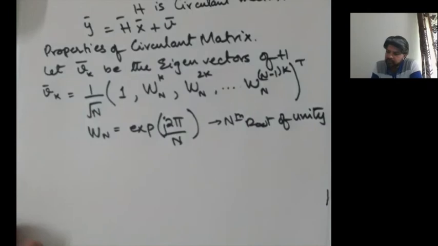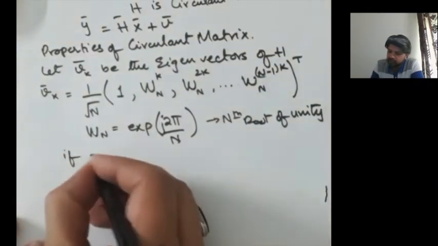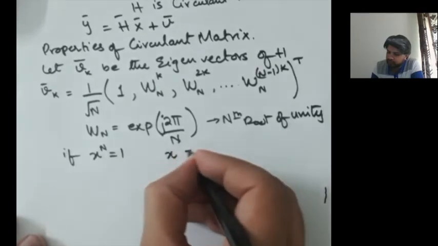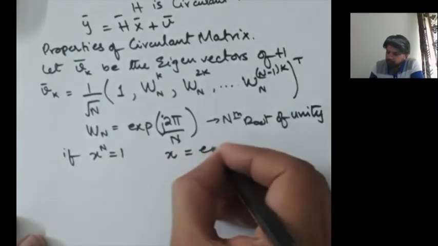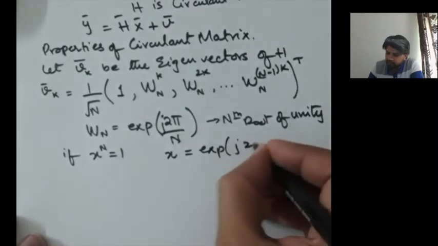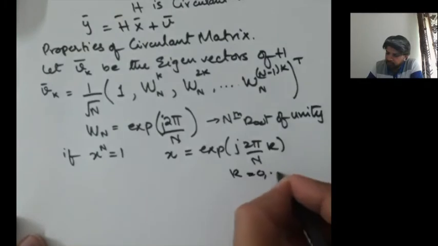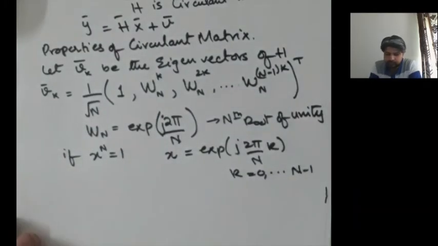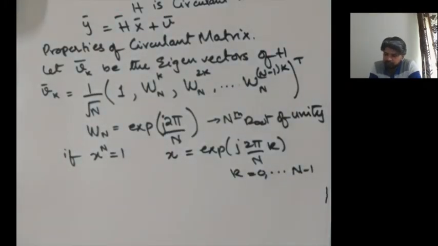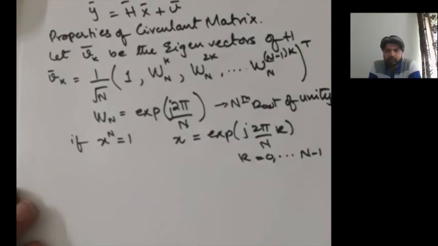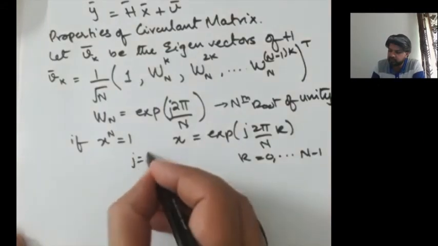Right? Which means that if x to the power n is equal to 1, then x can be equal to e to the power j 2 pi by n times k, where k can be 0 to n minus 1, where j of course is root of minus 1, the iota for the complex numbers, right? So this j is equal to root of minus 1.